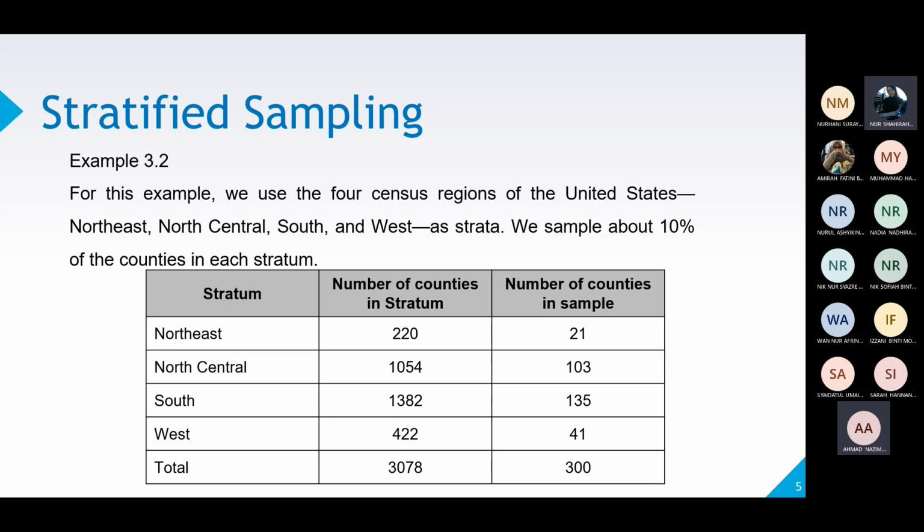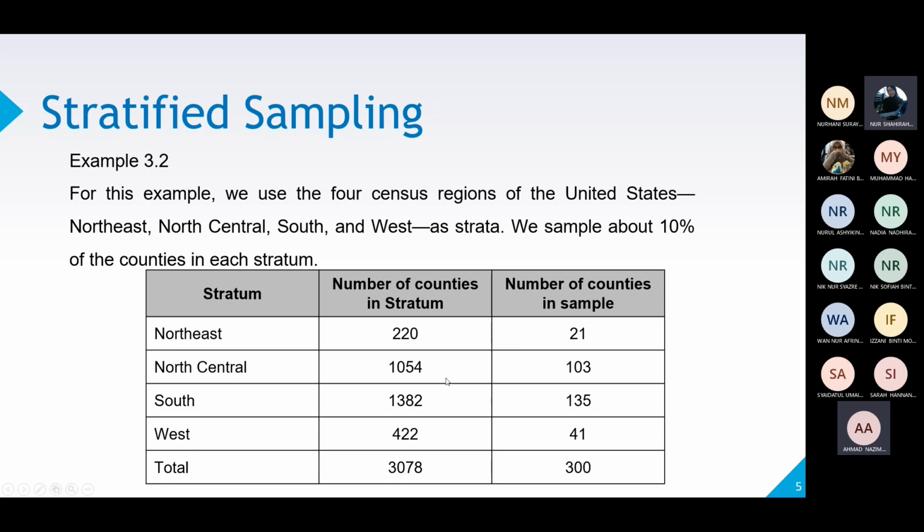In this example, as you can look here in the table, we have divided the areas into strata, which are northeast, north central, south, and west. We have 4 strata. But if you use simple random sampling or systematic random sampling, some of the strata here may be overrepresented, and some may not be represented at all.